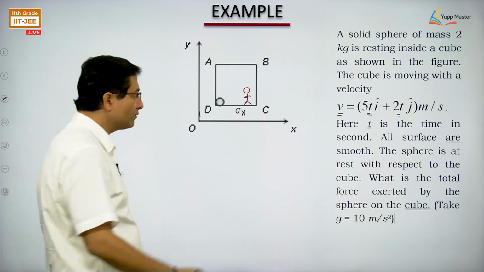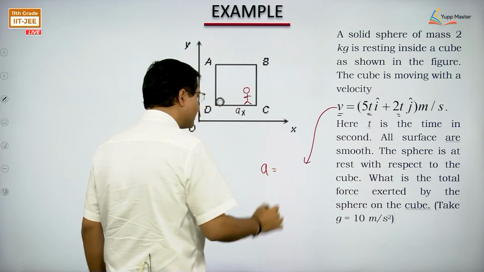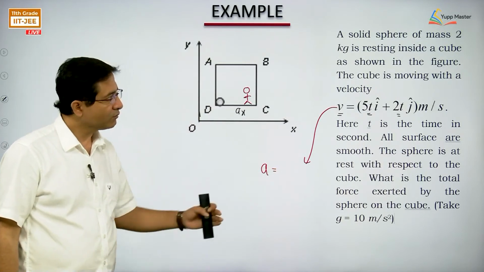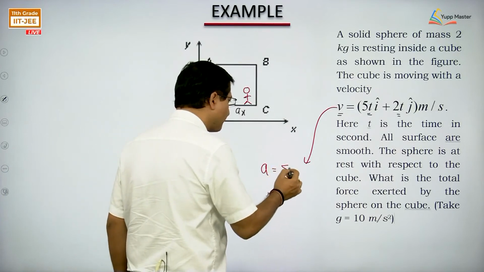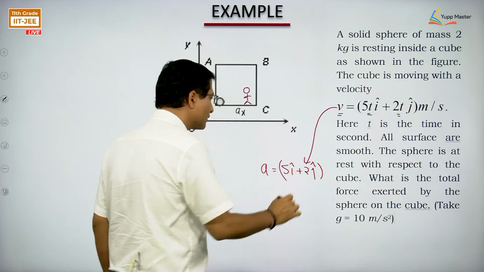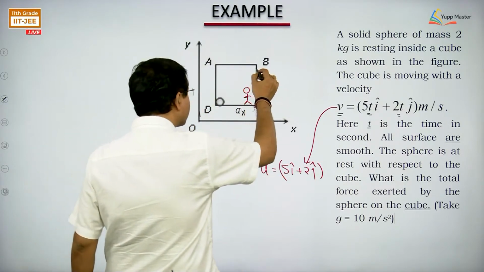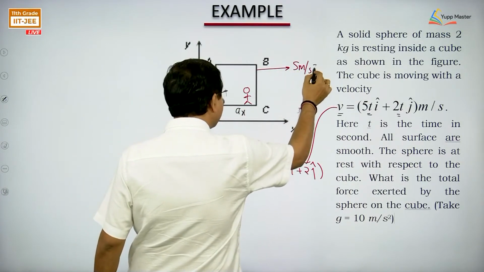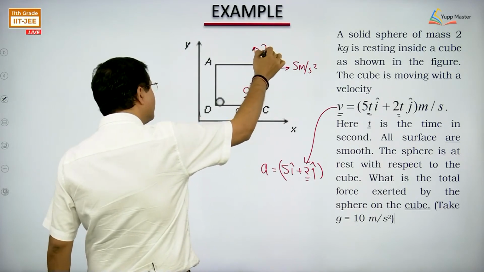As the cube is going with this velocity with respect to ground, let's calculate acceleration. If I differentiate the velocity, I will get the acceleration, right. So 5t i cap, if I differentiate, I will get 5 i cap plus 2 j cap. So in x direction, this cube is having acceleration 5 meter per second square, and in y direction this is having acceleration 2 meter per second square.